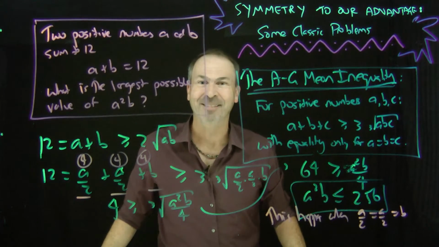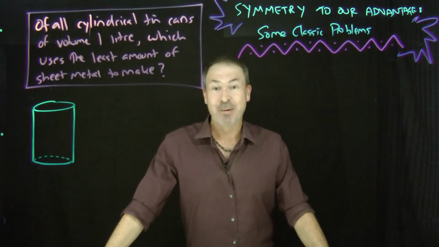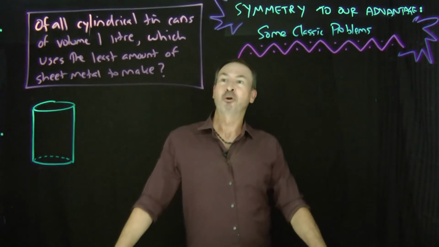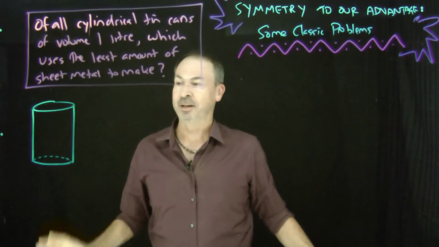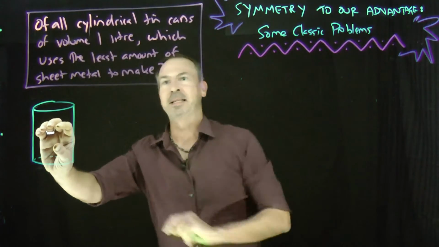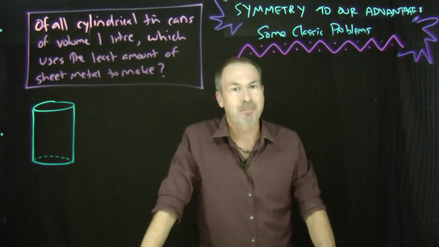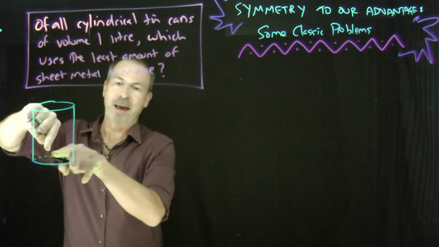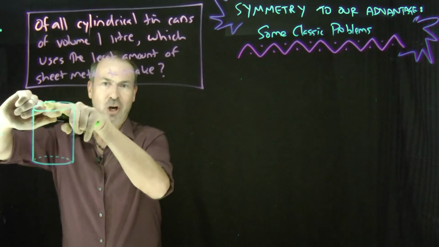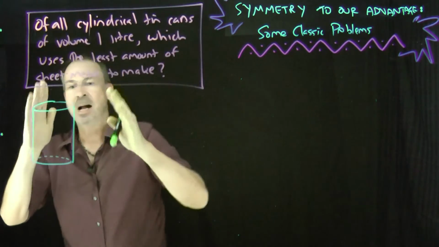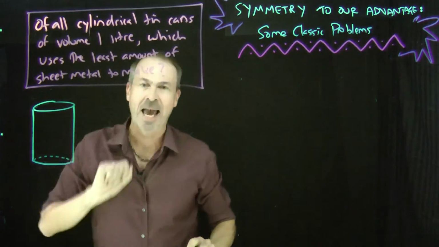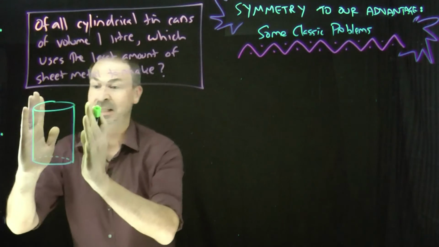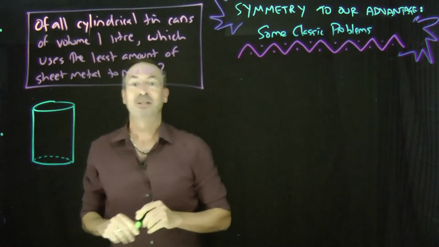Let's do another one. All right, let's end today with another classic problem that appears in absolutely every calculus textbook. Of all the cylindrical tin cans of volume 1 litre, which uses the least amount of sheet metal to construct? I need some metal for the circular base, the circular top, and the sides of the tin can. I want the least amount of metal. That is, I want the tin can of volume 1 litre with the least surface area.